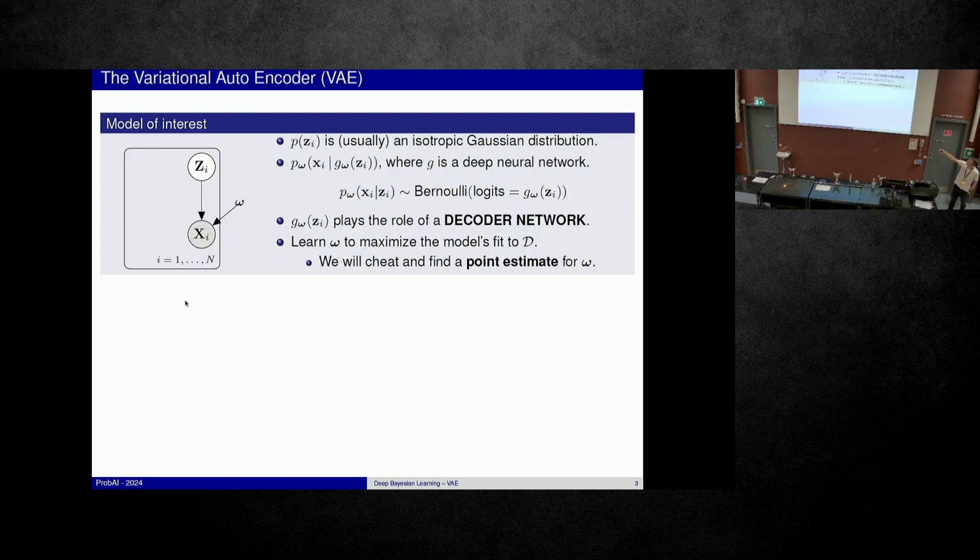The neural network model that we have connecting the zi's and the xi's is also referred to as the decoder network, and we'll see shortly why that's the case. And then just to make things easy here, we are not going to put this into a fully Bayesian context. We're just saying that we are looking for some parameters, omega here, that we can optimize in order to find a model structure that fits well with our data. So this is the setup that we have here.